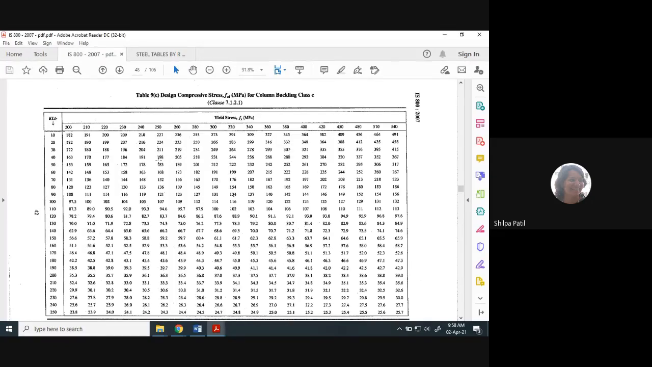These values are higher. Okay, sorry, I should say in opposite fashion. The KL by R value will increase when you go to the higher length of the column. And see here the value of the FCD values are getting reduced. Okay, so in any case your slenderness ratio should be less than 180. That is again the important criteria which I forgot to write here.